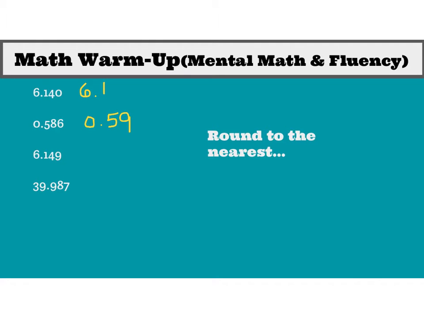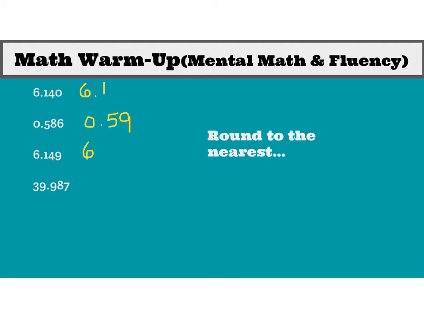Let's take a look at number 3. Let's round that decimal to the nearest whole number. Pause your video. You should have rounded to 6.